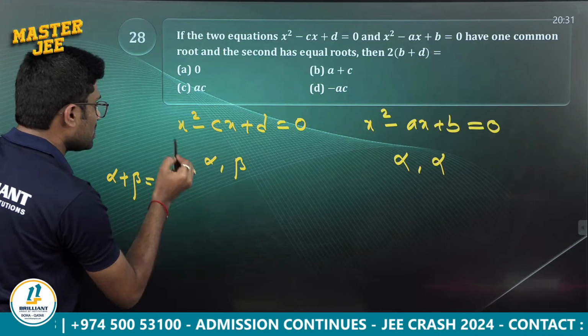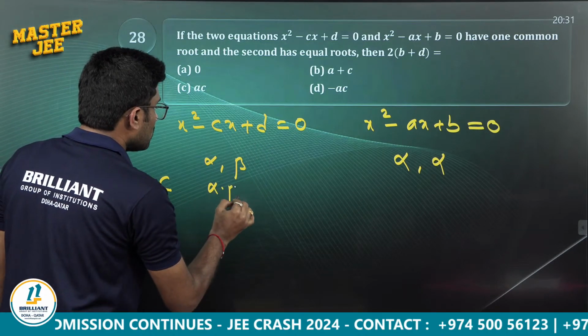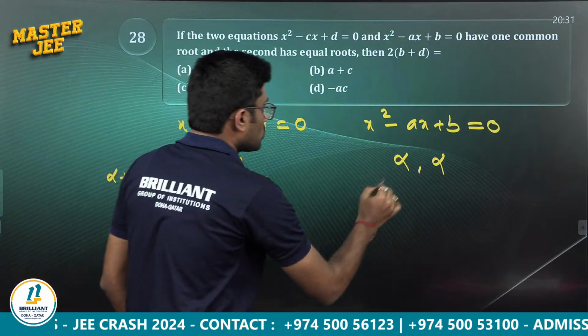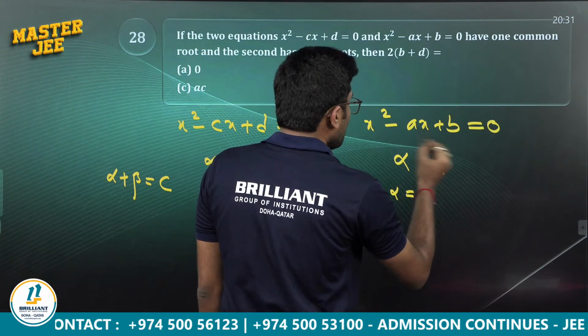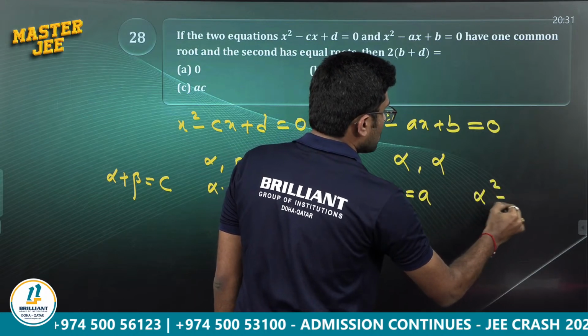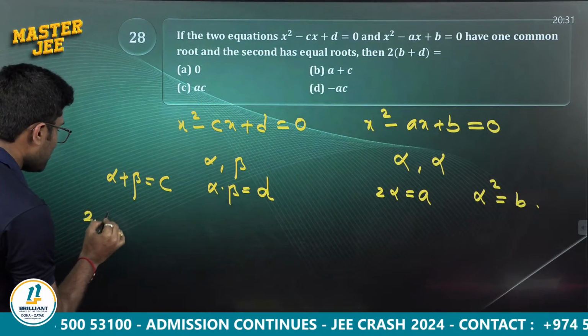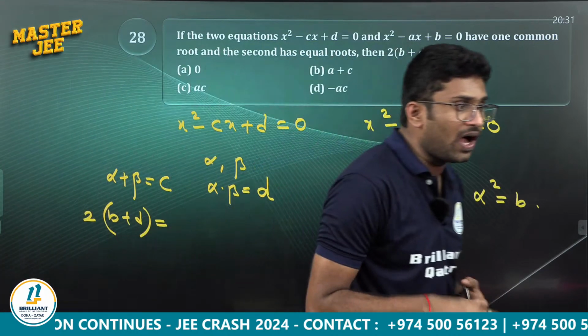Now, as you know the basic things, the sum of the roots alpha plus beta is equal to minus b by a, which is nothing but c. Next, alpha into beta is equal to d by a, which is nothing but d. Sum of the roots of the second equation: alpha plus alpha, 2 alpha is equal to a, and alpha square is equal to b. Now what are they asking? 2 times (b plus d).